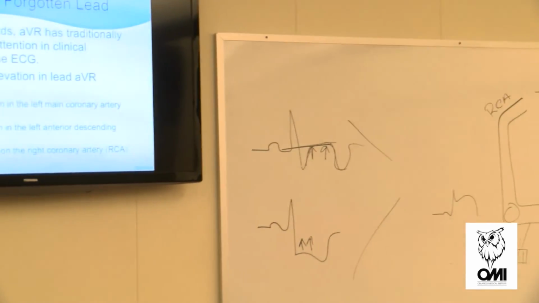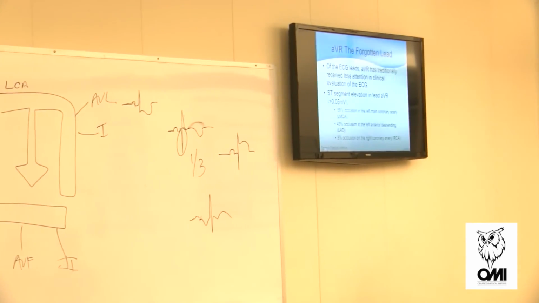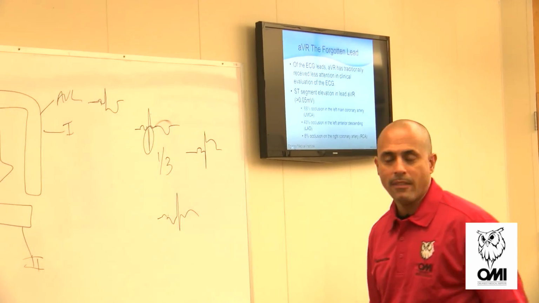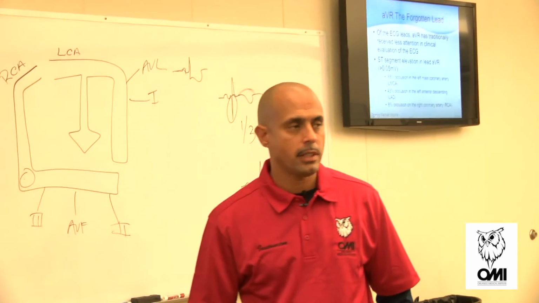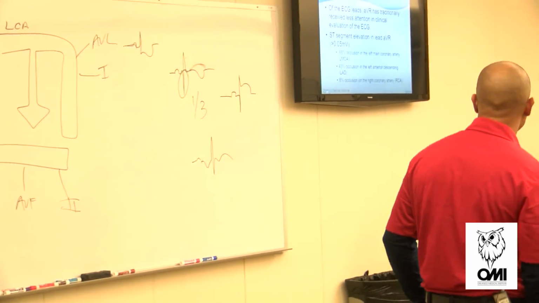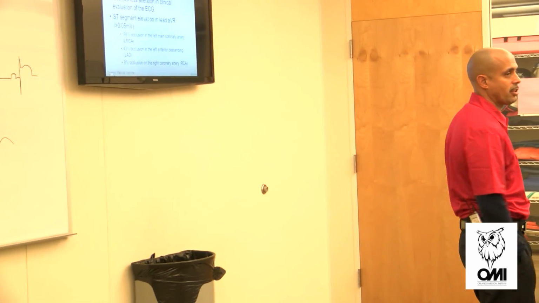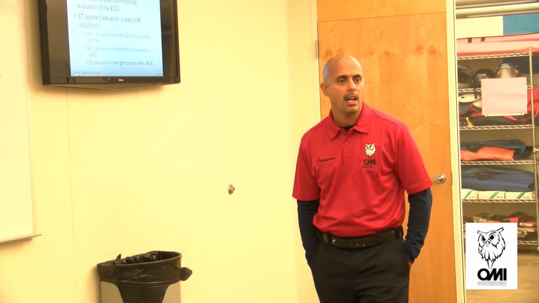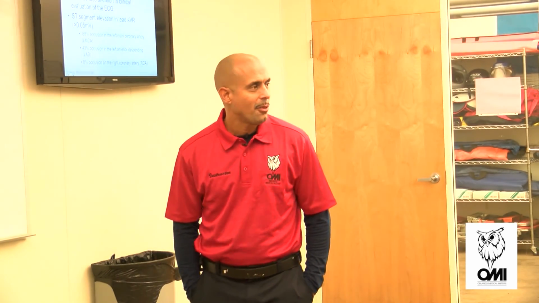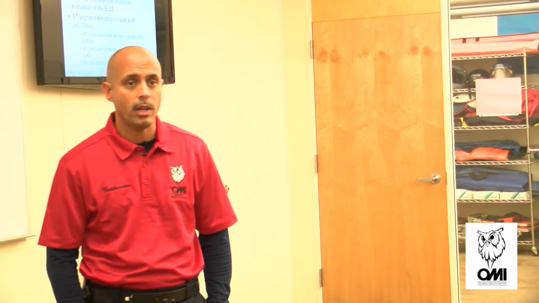All right. AVR is a lead by itself. That's why we haven't used it. Does it mean that you can't have an MI and have elevation in AVR? Absolutely not. So we call it the forgotten lead. So I'm here to tell you that on ECGs, AVR has traditionally received less attention in clinical evaluation. Then why don't we call it an 11 lead? Why we call it 12 lead? We don't use it because technically all we use is 11 leads out of the 12.